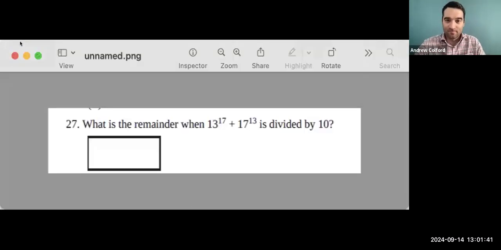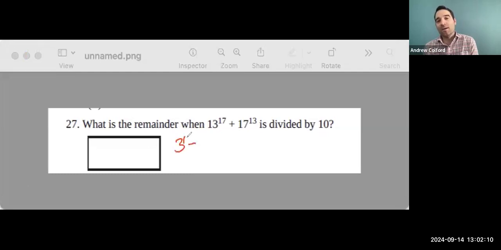Okay, so this one again is from Elaine. What is the remainder when 13 to the power of 17 plus 17 to the power of 13 is divided by 10? So I'll say this, any units digit follows a pattern. So for instance, let's take the number 3. I know this is 13, but let's take the number 3 just for starters here.